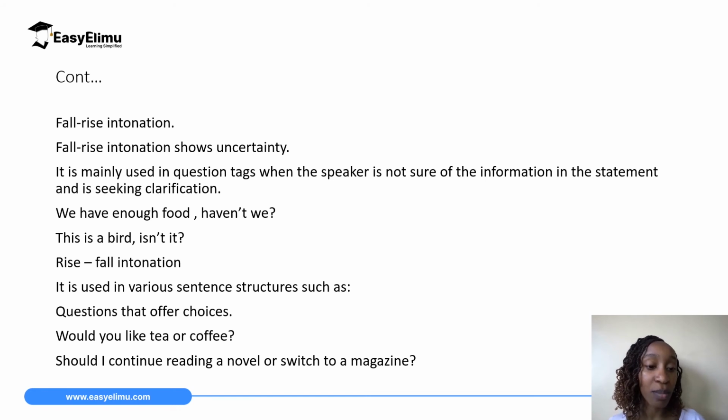For example, this is a bird, isn't it? So my intonation first falls and then rises. This is a bird, isn't it? So when it is a question tag where the speaker is not sure of the statement, we use the fall rise intonation.